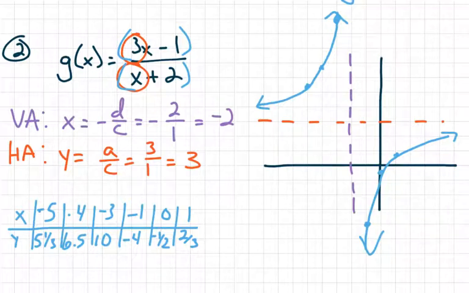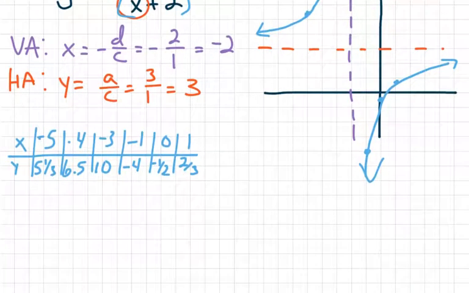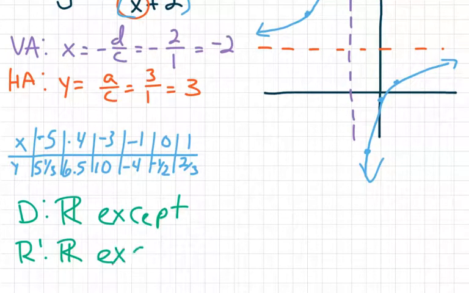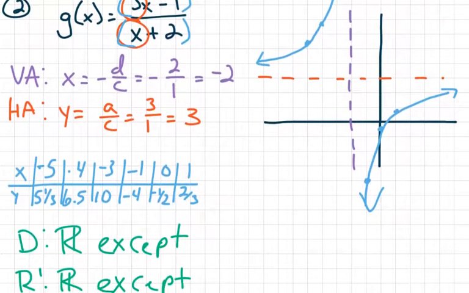Now we need to talk about the domain and range of our function here. The domain, again, all real numbers. The range, also all real numbers, except which values? For the domain, which x value didn't I use? Well, if you look at our picture, if you look at the table, the x value I skipped was negative 2. So the domain is all real numbers except negative 2.